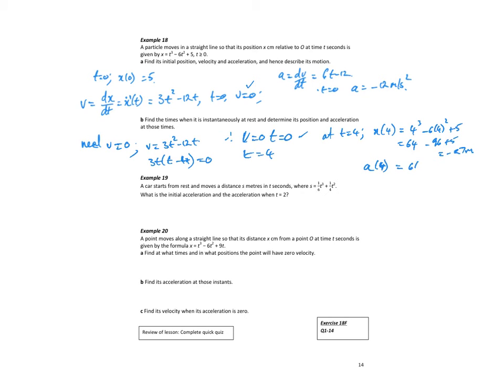Which will give me what? 6 by 4 is 24 minus 12 is 12 meters per second. We need to do the same thing at t equal to 0. Well, at t equal to 0, we already know the position. It was at 5. And we know the acceleration, so we probably don't need to rewrite those things. Or we should rewrite them for the question, but we don't have to recalculate them. That should hopefully take us to example 19.